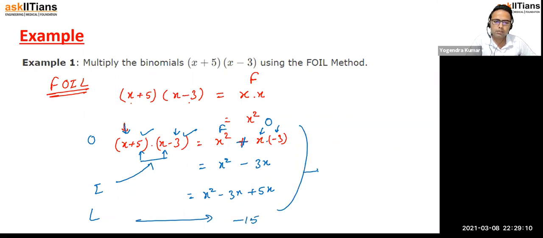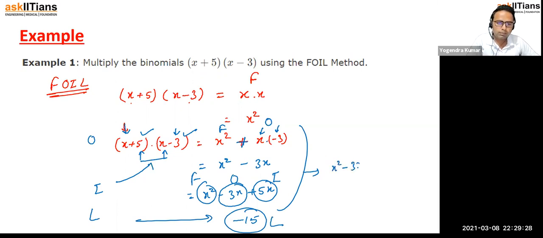So all together, this was our outer, this was inner, this was first, and this is our last. So can we write them all together? x square minus 3x plus 5x and minus 15. So we got F, O, I, L. And remember, I said that we need to add the like terms. So like terms are what here? These two are like terms. So can we add them?